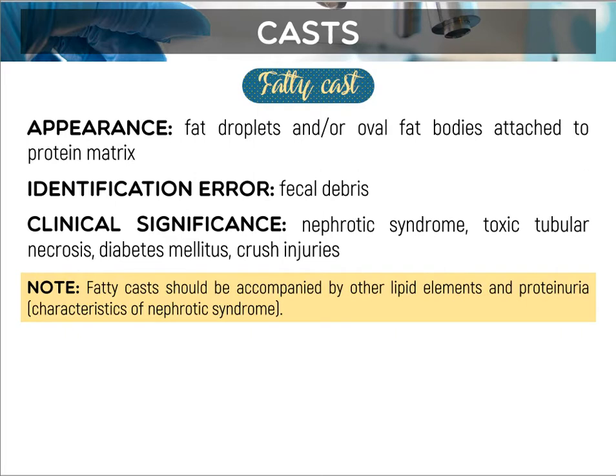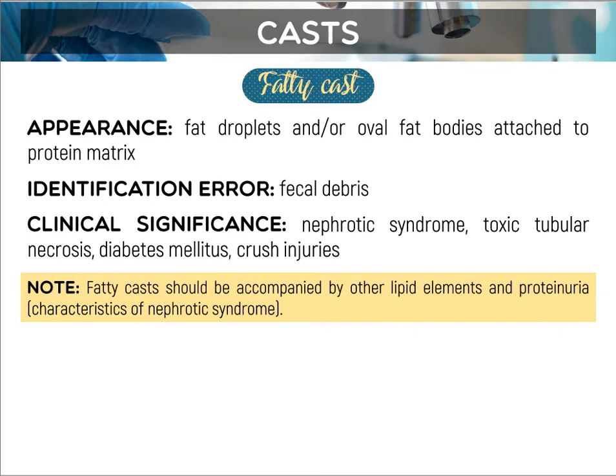And then one thing to take note is your fatty cast, same as your oval fat bodies, they are highly refractile. Okay, and then confirmation ani guys, we use your polarized microscopy. And then we stain this using your same japon Sudan III or your oil red O fat stains, okay? So fats do not stain with Sternheimer-Malbin. Take note ha, fats do not stain with Sternheimer-Malbin.